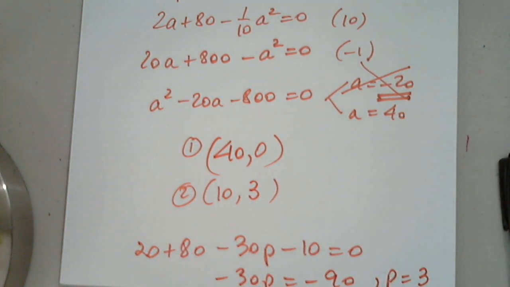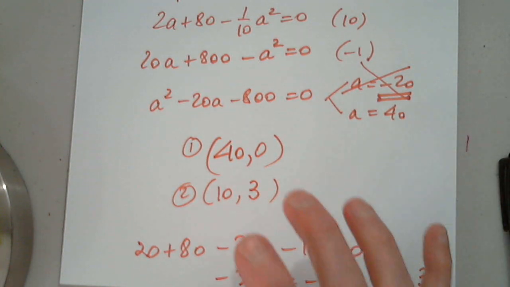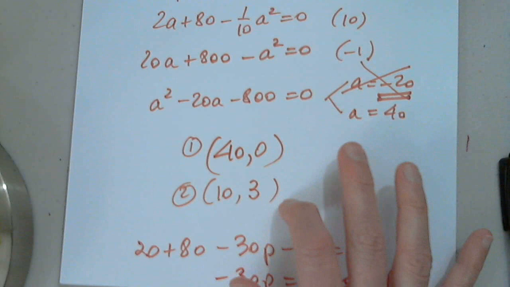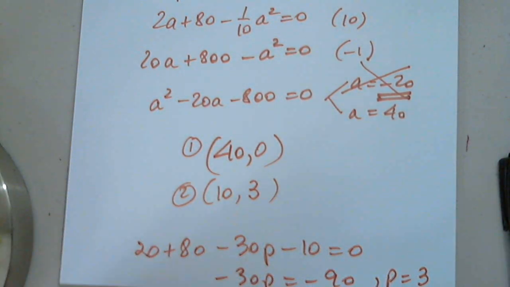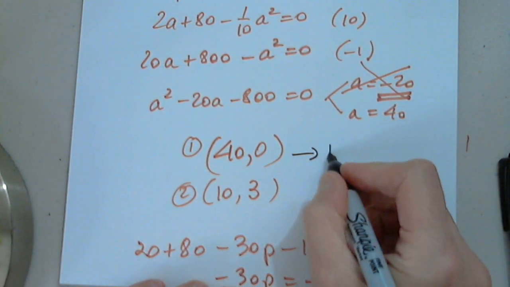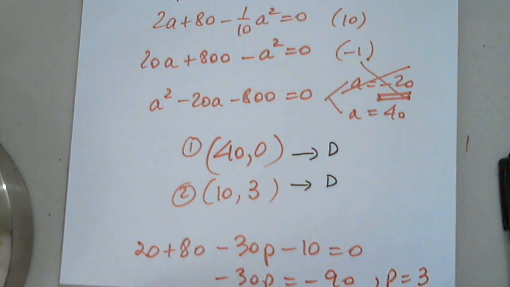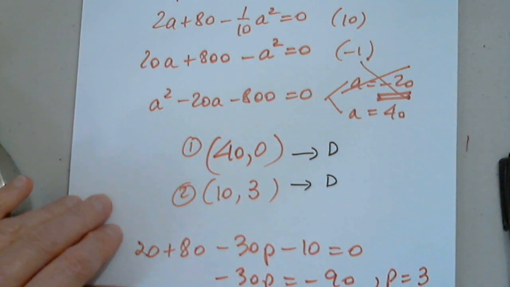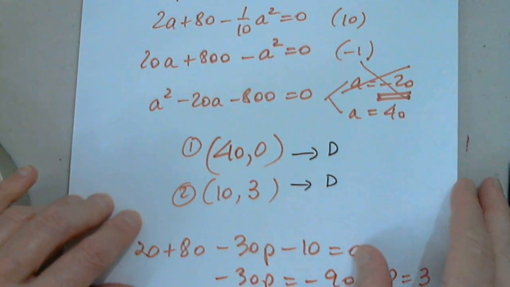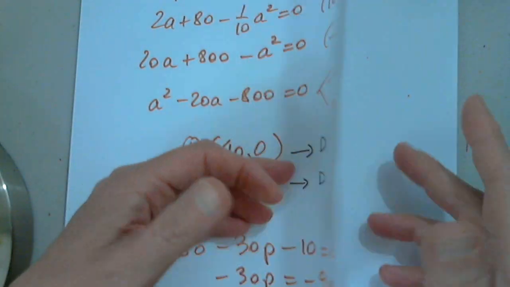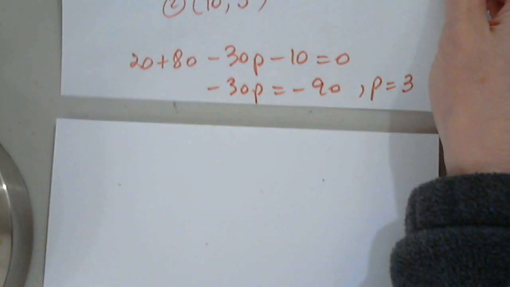So far, these are the ordered pairs that we came up with. 40, 0, 10, 3. I have to analyze and determine the D-test for both, and then I'll make my conclusion. Okay, so at this point, let me see how am I, no, still okay. I was looking at the time on that other device.